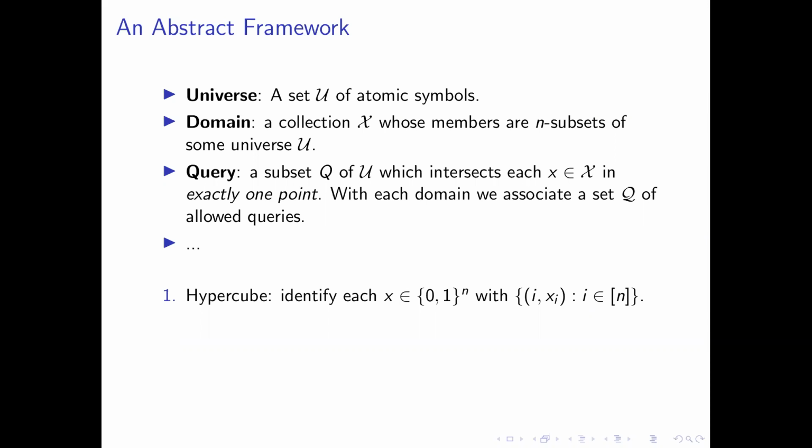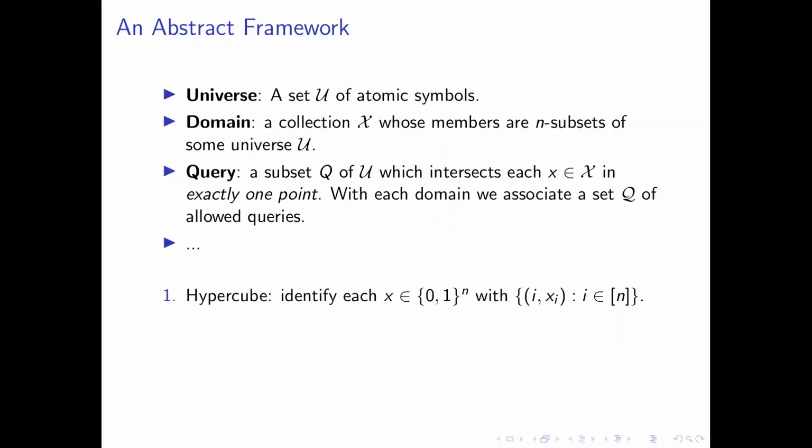If you recall from decision tree complexity, this notion of a query was important. It turns out there's a very natural generalization of how we can do a query for things besides the hypercube. It's going to be a subset Q, where this Q intersects each X in my domain, each element of my domain, in exactly one point. And this fancy Q is going to be the set of allowed queries for a particular domain.